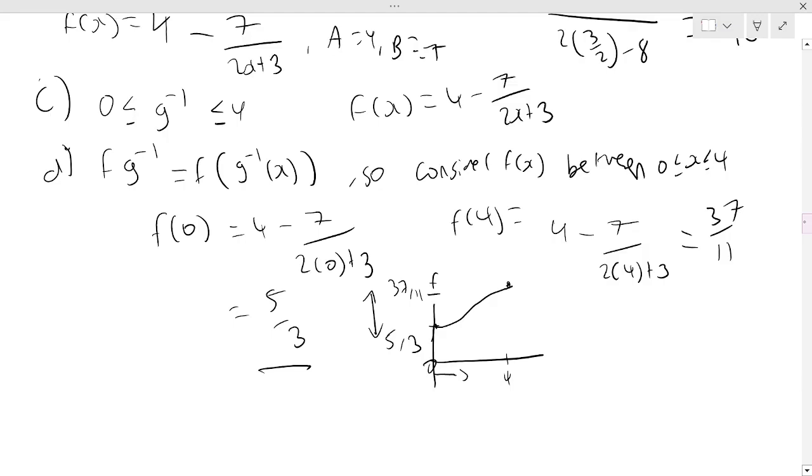If you were struggling, you'd probably just say f of 0 and f of 4, and then just put these as your values. So f of 5 over 3 to 37 over 11. Actually, that is the right answer. If you're stuck, you can just do that, but you also need to verify it's an increasing function, and you can see that because of part B. Remember, we worked out the function to be 4 minus 7 over 2x plus 3 in part B.